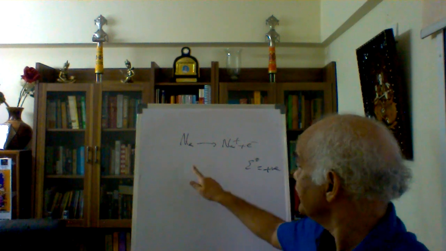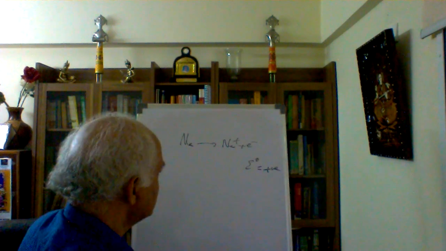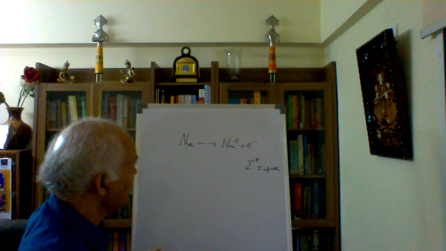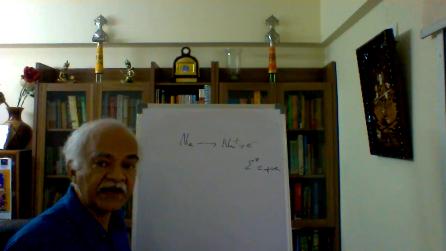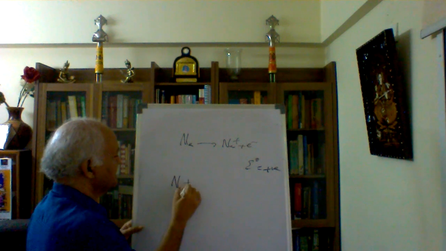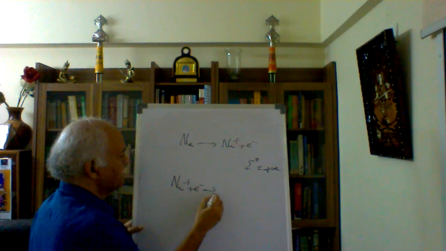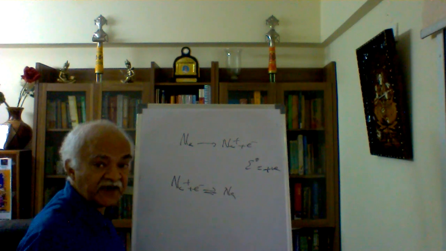Therefore, if I am converting this to reduction now, I have to reverse this process. This is positive. So what I am doing now, instead of writing that as an oxidation, as I told you, the convention is to represent that as a reduction process. So I will write down this here. Sodium plus plus electron gives sodium. Now what is the thing that we are aware of?